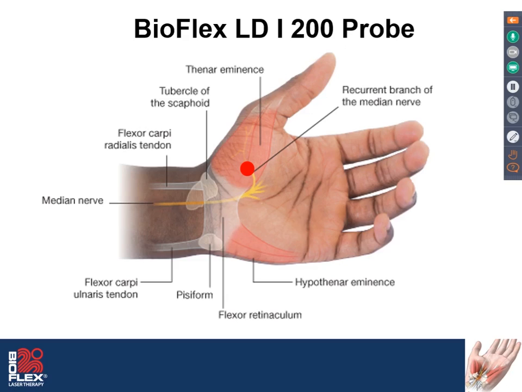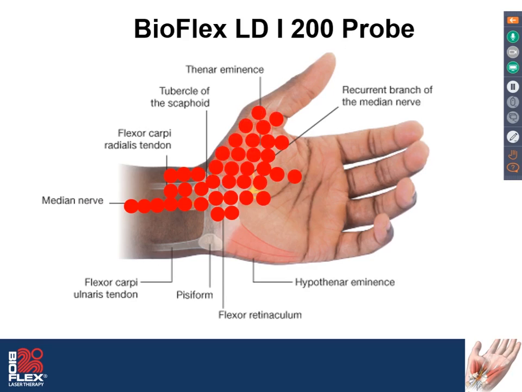As far as the probe itself goes, essentially what you want to do is treat along the path of the median nerve, and then you want to treat and cover the entire carpal tunnel, as well as the thenar eminence and the branches of the median nerve, all the way into the first and second finger areas.